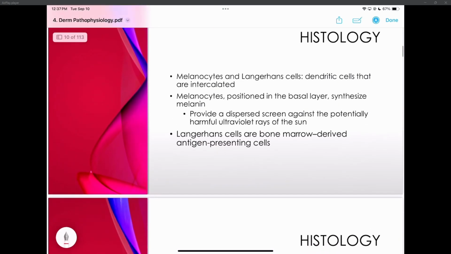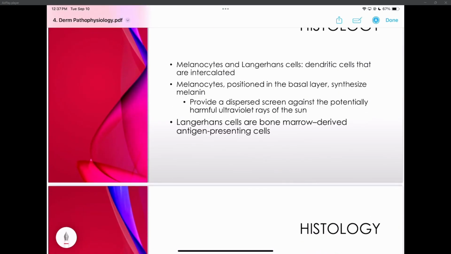Histology of the skin. Melanocytes and Langerhans cells. They're dendritic cells that are intercalated. Melanocytes are in the basal layer and they synthesize melanin. Okay, so that's why you get tan with sunburn. It's a protective mechanism against the UV rays. The Langerhans cells are from bone marrow and they are antigen presenting cells. So obviously these are your immune system.